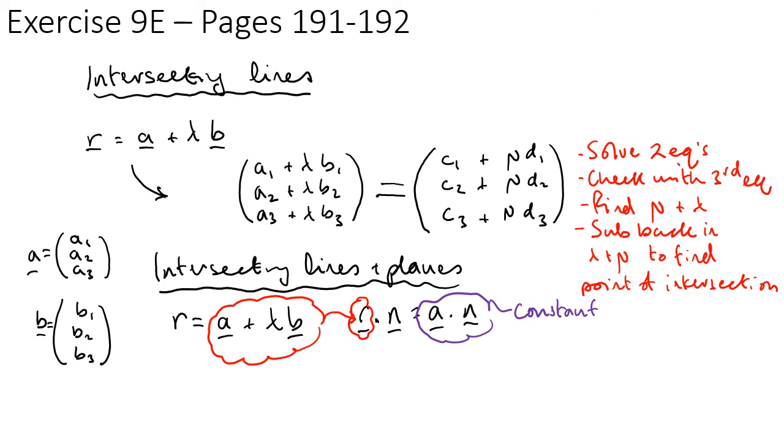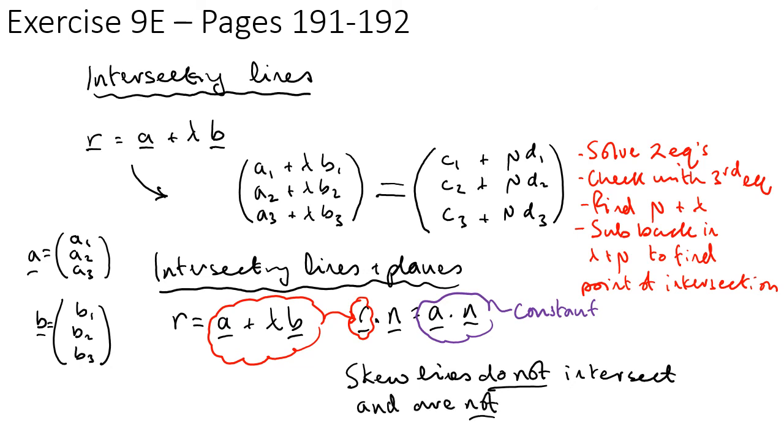substitute that back in to find the point of intersection. And the last thing is that skew lines do not intersect and are not parallel. So we can use the direction vectors to show that they're not parallel, and we can try and solve simultaneously and show that they don't intersect.